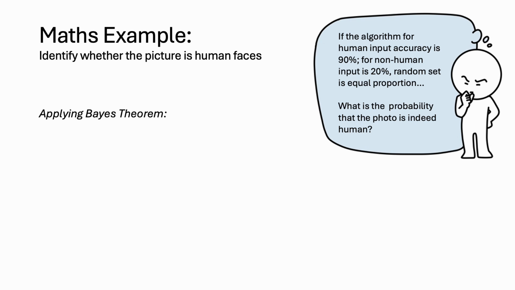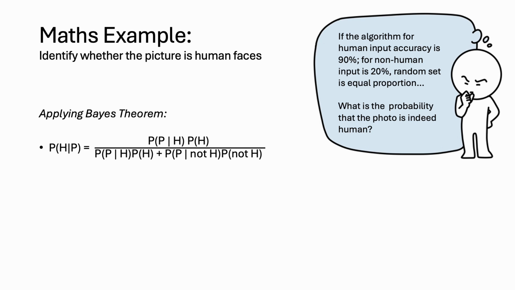Let's get more familiar with Bayes' theorem through a mathematical example. Suppose a learning algorithm is trying to identify whether pictures are human faces. When running on training examples, if the input picture is human, the algorithm correctly identifies it 90% of the time. If the input is non-human, the machine incorrectly classifies it as human 20% of the time. Now consider a random photo from a training set with an equal proportion of human and non-human photos. The algorithm identifies the photo as human. What is the probability that the picture is actually human?